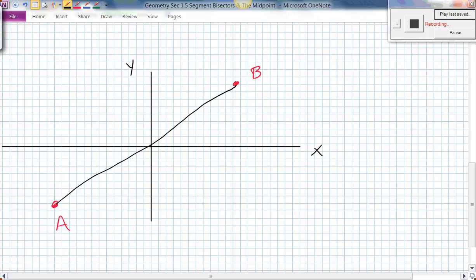Oh, you still have rulers. Yeah, great. Use the rulers. Absolutely.